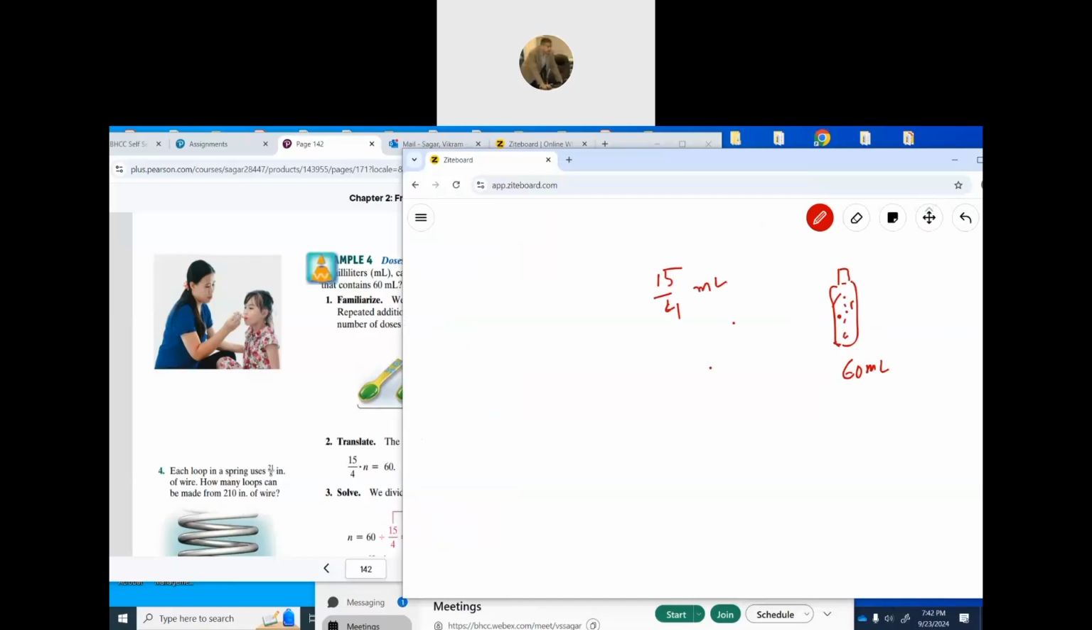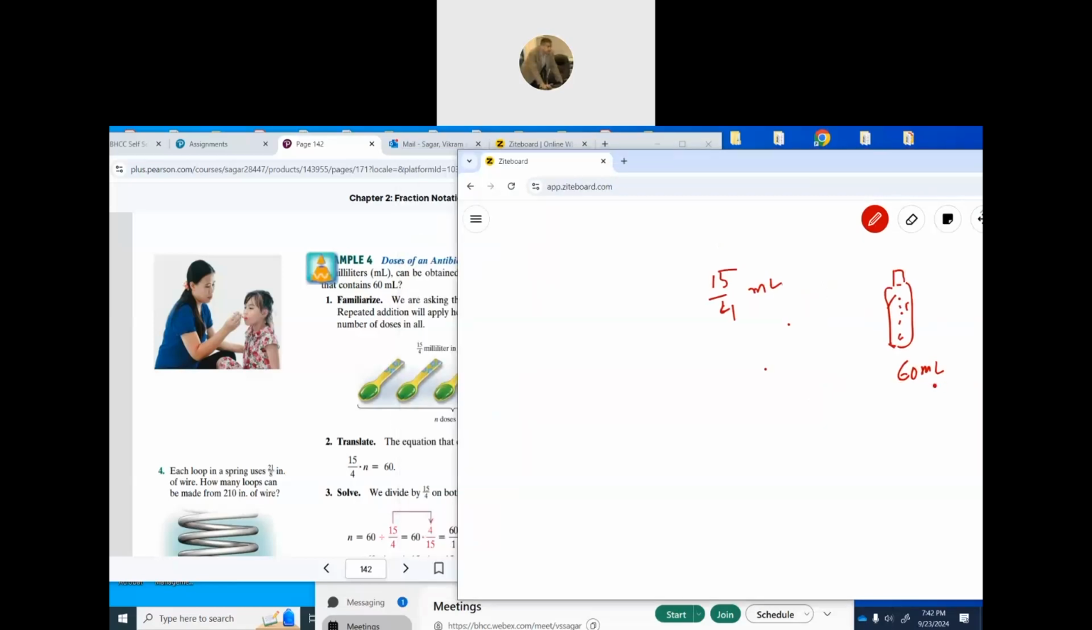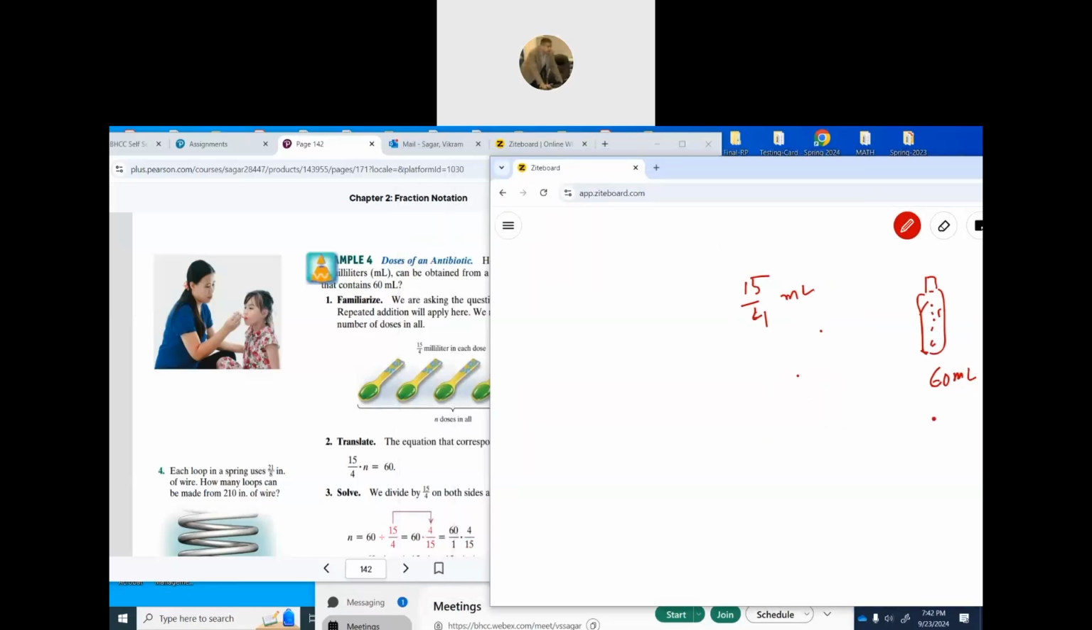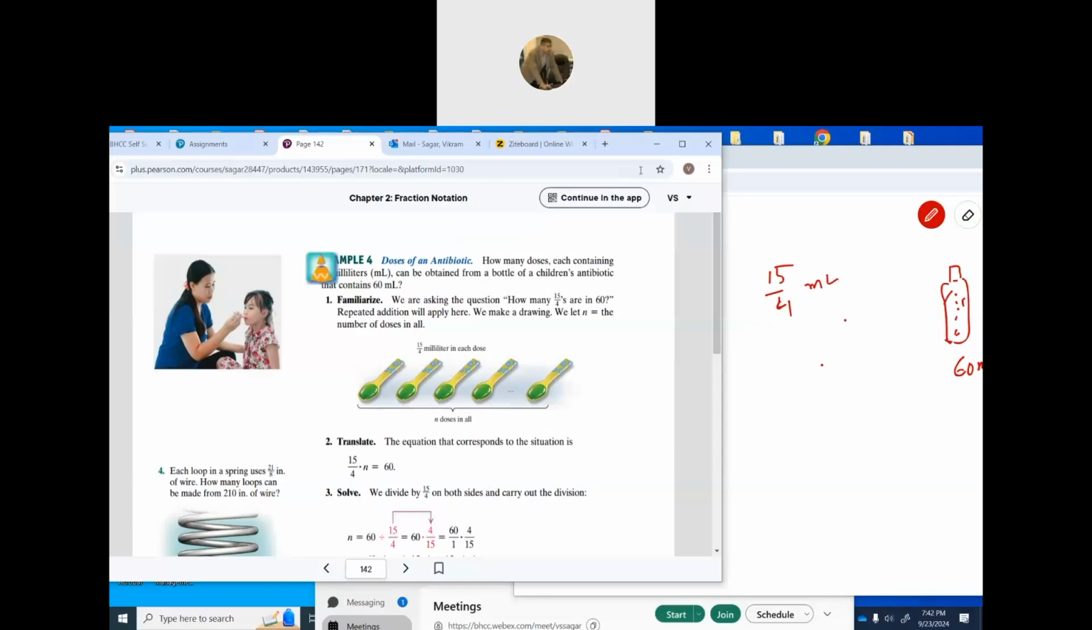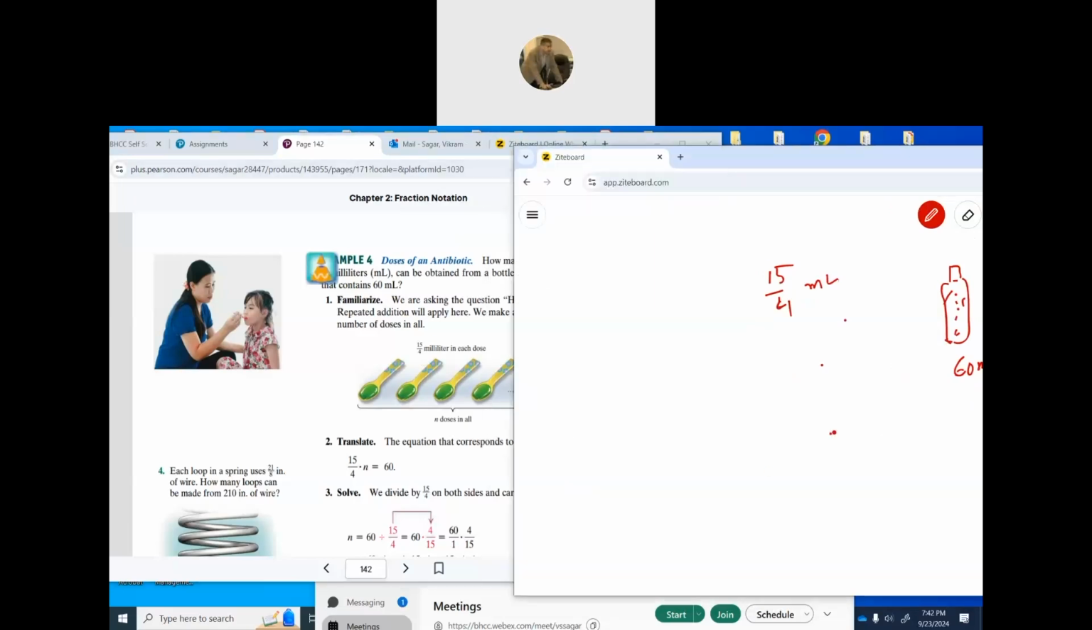But when you draw this bottle, and you draw this, this is the quantity of the dose, and this is the total. You know how many doses we can make, so this is a division. So we could directly divide this number by this number. Your book is showing step by step, but sometimes you don't have to do it this way.